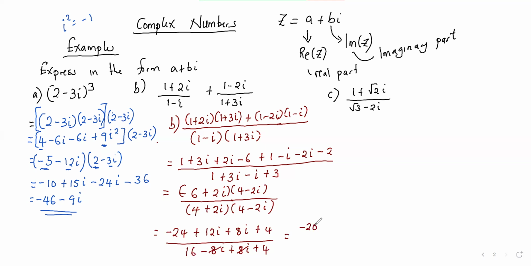Negative 20 plus 30i. We're dividing everything by what? 20. So we can separate now. Negative 20 over 20 plus 30i over 20. So we get minus 1 plus 3 over 2i. Remember here we are told we should express in the form a plus bi. That's why we go a step further by doing that division which I've done there.